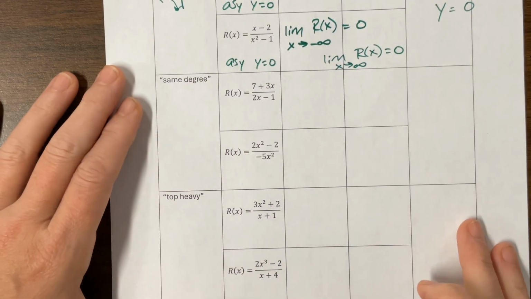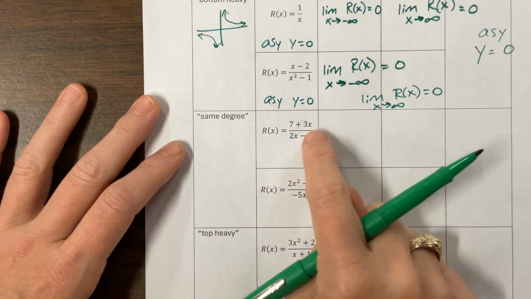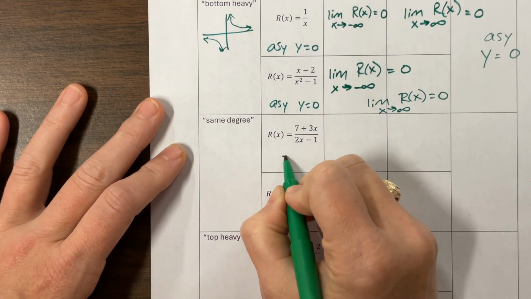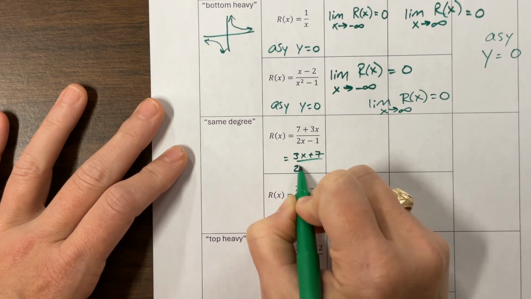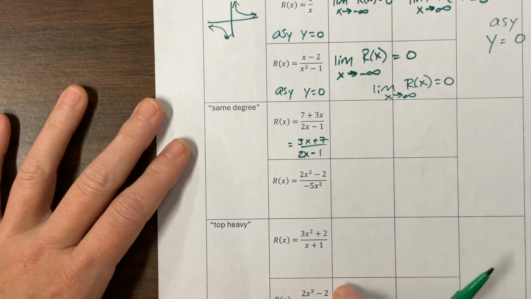Super. Now what happens when you have the same degree? In these, I did this on purpose, so it's not just the leading coefficient. If we rewrite this, this becomes 3x plus 7 over 2x minus 1. I did that on purpose. And now with this one, how do I want to explain this to you?